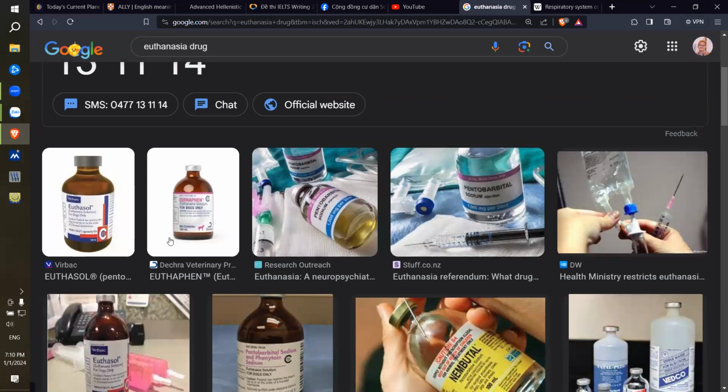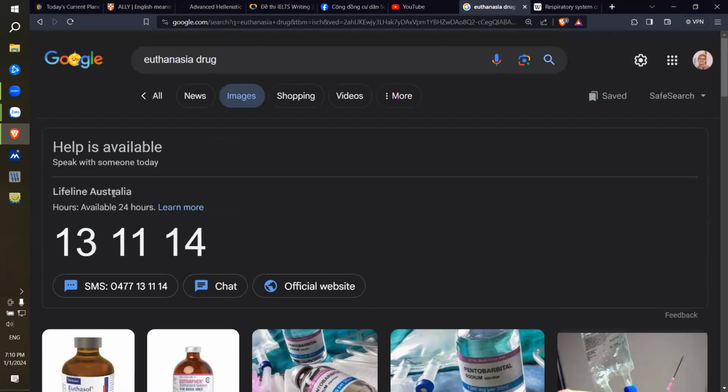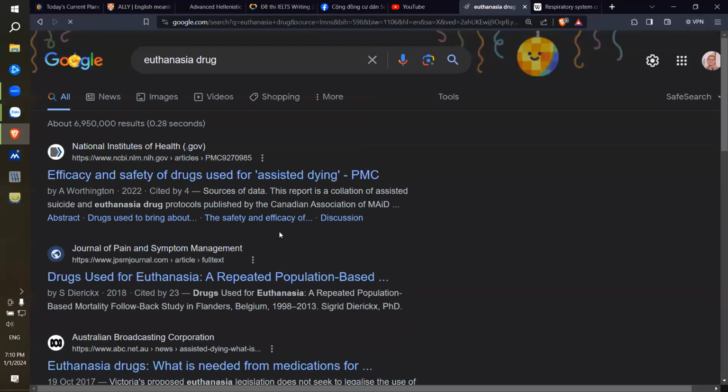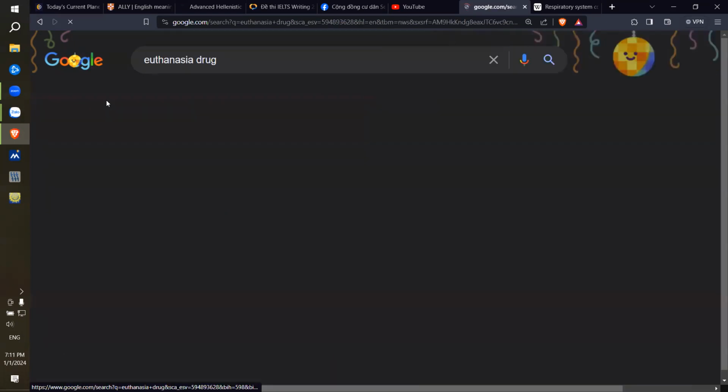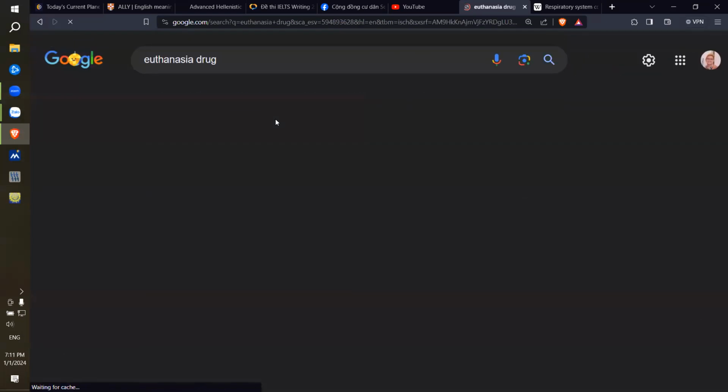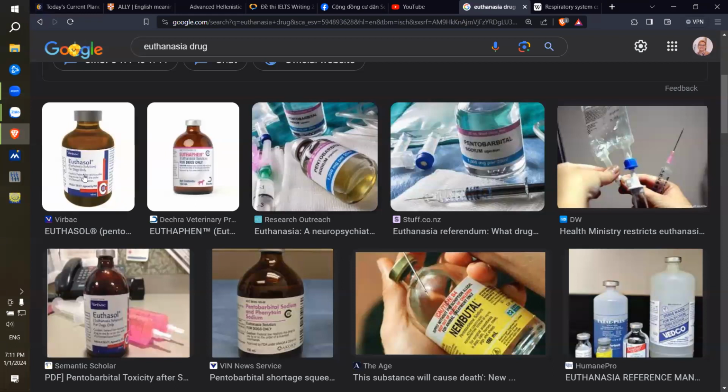Of course. Well, some of these drugs are used. You can say assisted dying. Yes. What kind of drugs here? Let's see. There are some drugs that are used. You can look at this one.